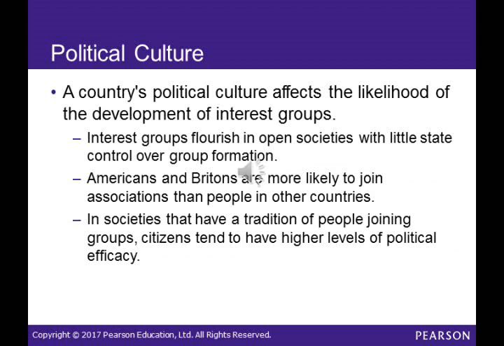In societies that have a tradition of people joining groups, citizens tend to have higher levels of political efficacy, so they would have the feeling that they can make a difference. So they would go ahead with organizing groups, trying to pressure the government to achieve their goals.